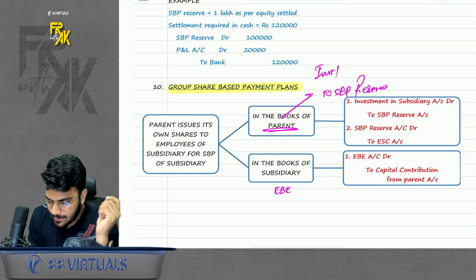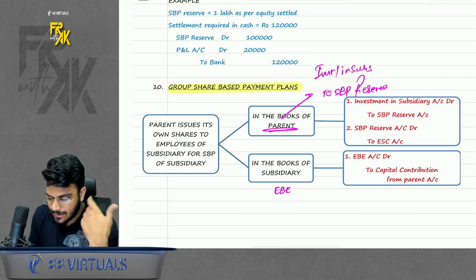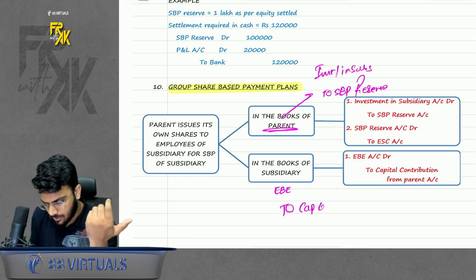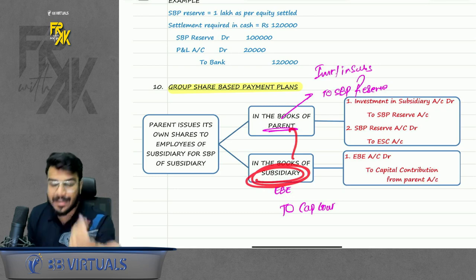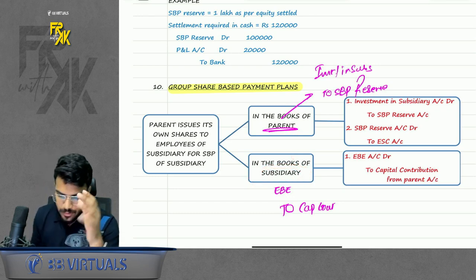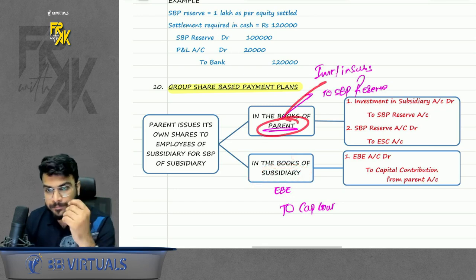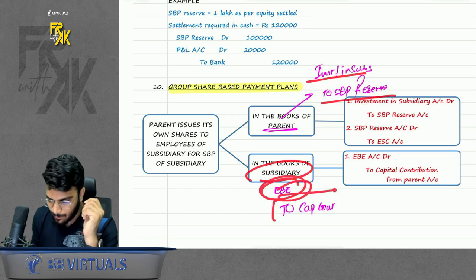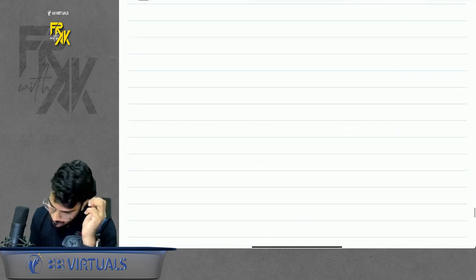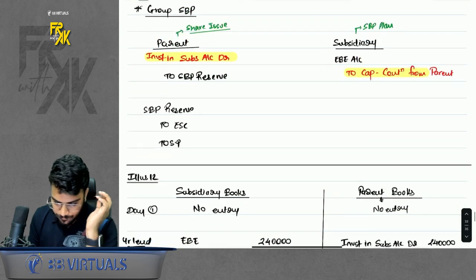Help means investment in subsidiary, and the subsidiary is receiving the help, so it will say capital contribution. Why is it help, sir? Because the parent is giving shares to the employees of the subsidiary, no? Simple, right? So whenever the parent is helping the subsidiary, the parent will say investment in subsidiary to SBP reserve, and the subsidiary will say employee benefit expense to capital contribution. Based on this, we did 2 or 3 questions also.